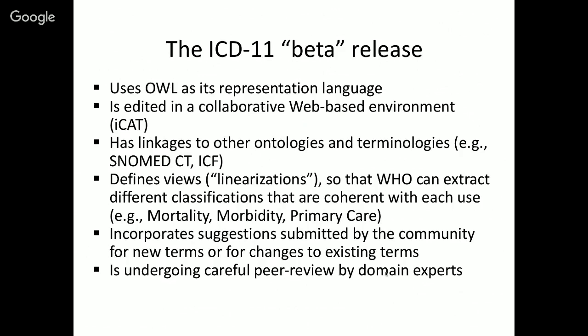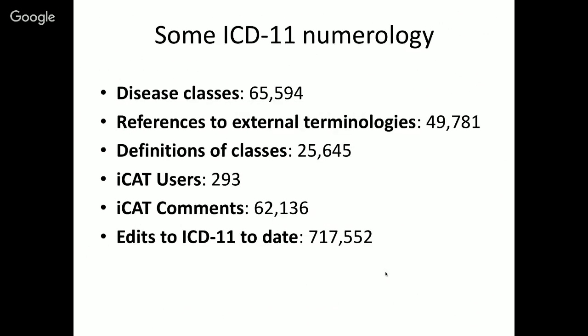They've also crowdsourced this. So there's a way in which people in the community can make suggestions for changes to ICD. And as I said, it is undergoing careful peer review, not only in the crowdsource mode, but also by a set of domain experts who are looking at the terms very carefully. So ICD basically now has about 65,000 classes, 49,000 references to external terminologies. 25 of those classes have real definitions. About 293 users have worked together across the world to put together this terminology using the iCAT tool. And there are about 62,000 comments that people have made on the evolving terminology, which have resulted in refining the terminology over time with, as you see, nearly 750,000 edits to the terminology.